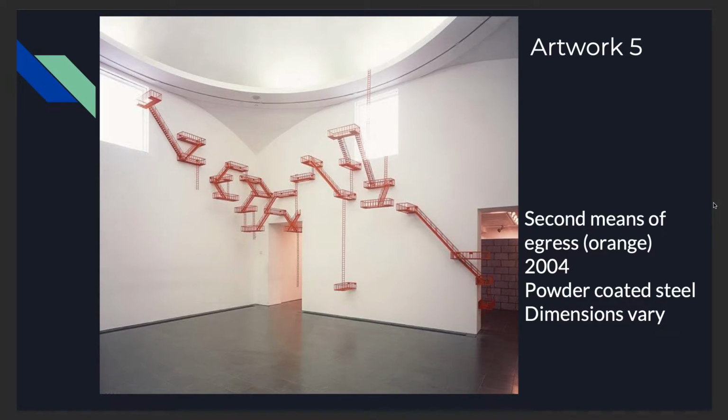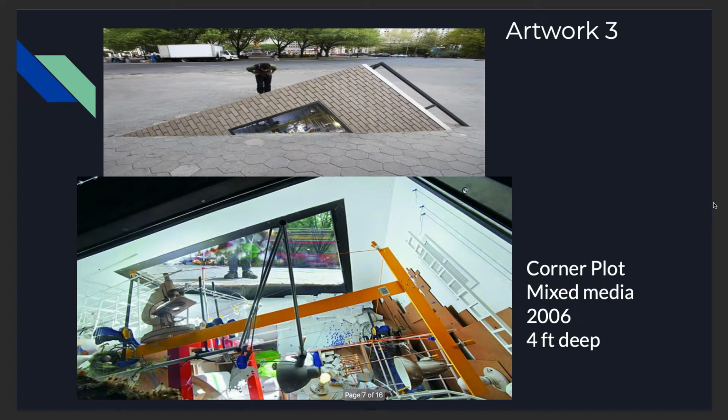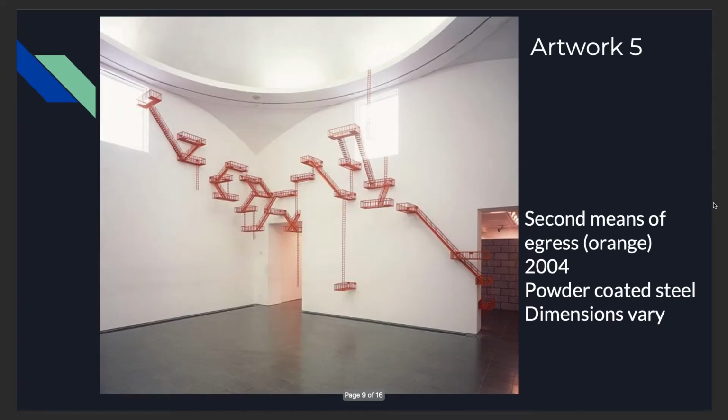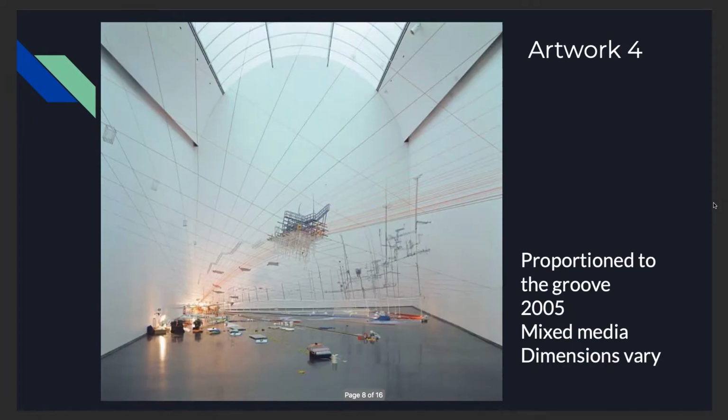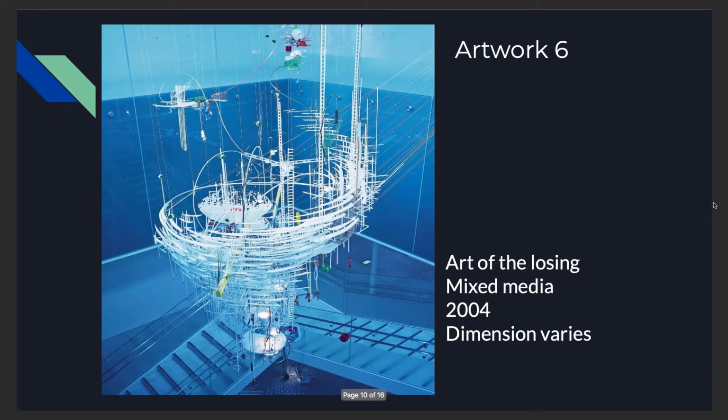Fifth artwork, Second Means of Egress. So this is different, which is cool, than this or this, because it looks like it's all pieces made to look like fire escapes, right? It's a big assembled fire escape rather than pieces from other objects that are put together. So that's a cool, different piece.